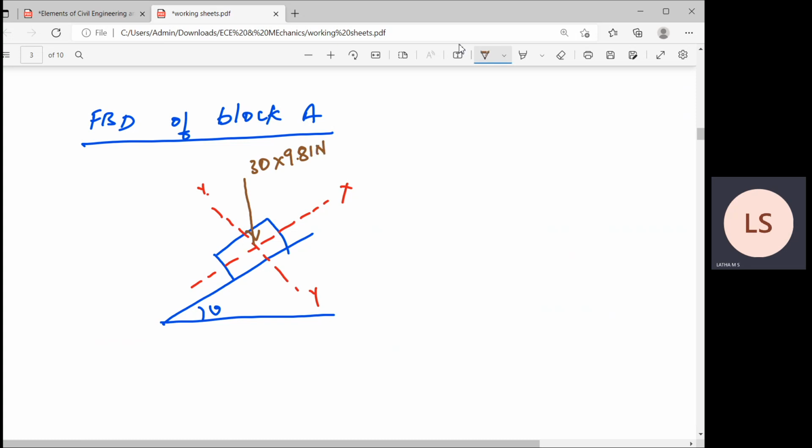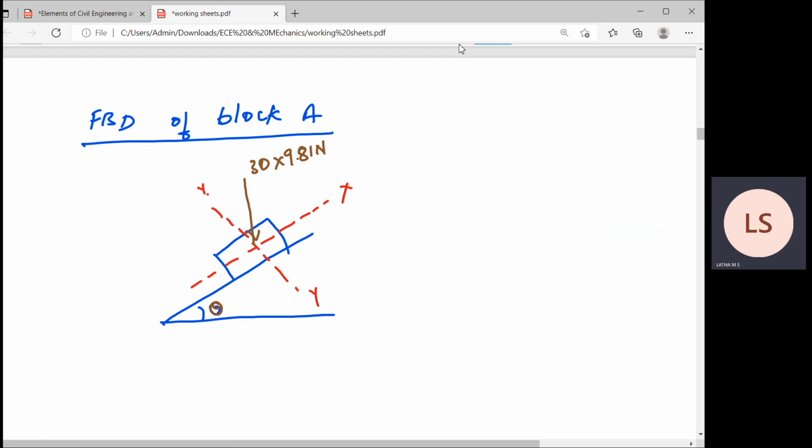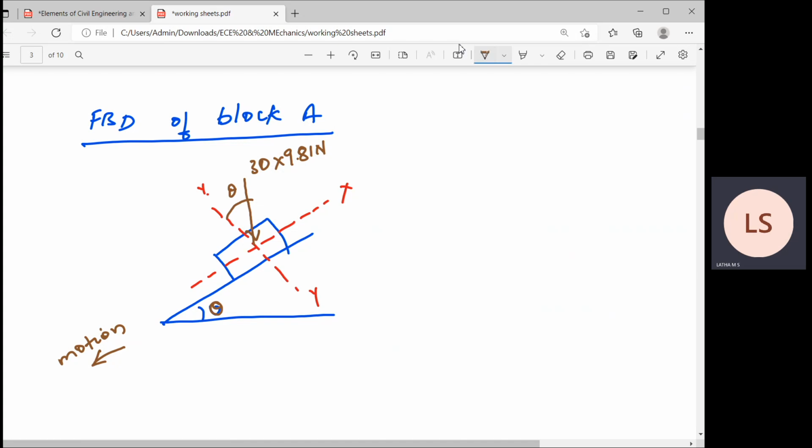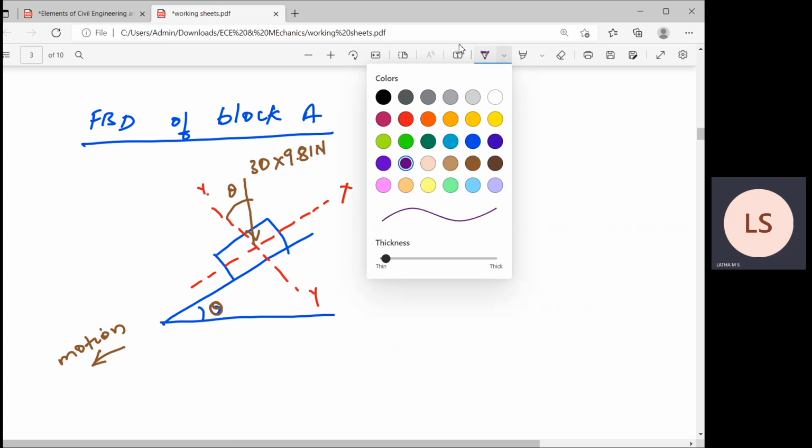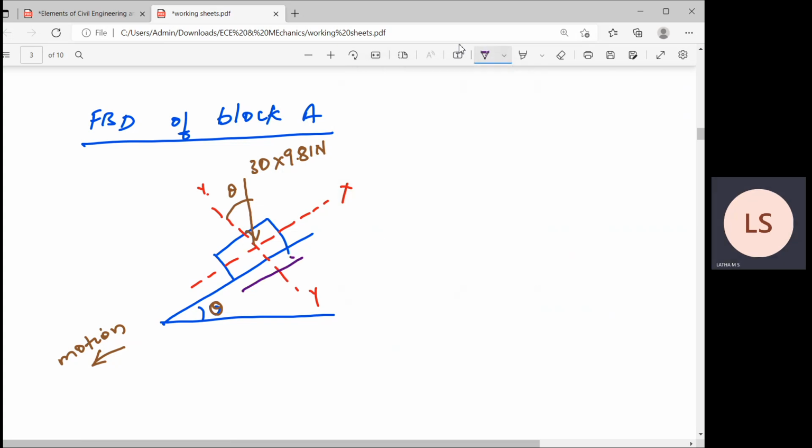If this is the angle theta, by geometry you find this angle also to be theta. Now, what is the motion direction? How is this block moving? It is sliding down the plane, the motion in this direction. So you find the direction of friction as F1 in the opposite direction, and you find the normal reaction N. This is the free body diagram of block A.